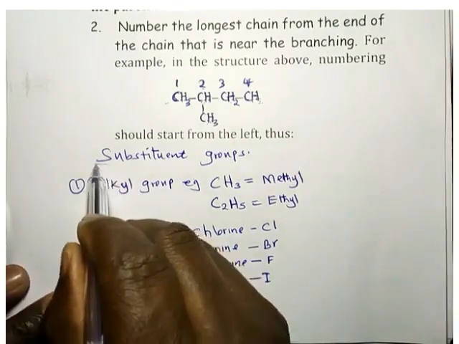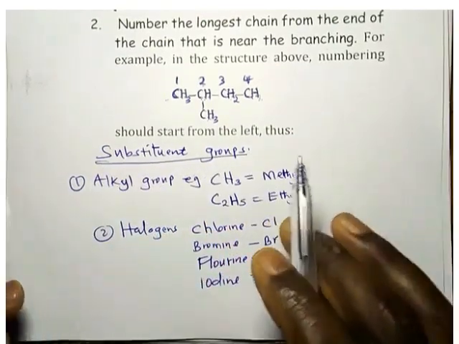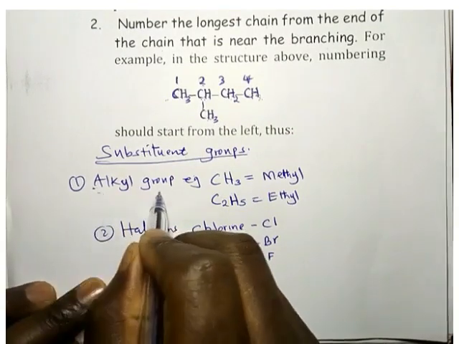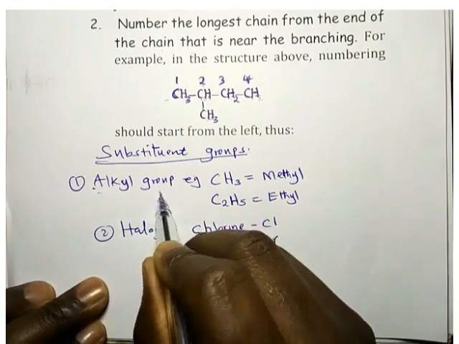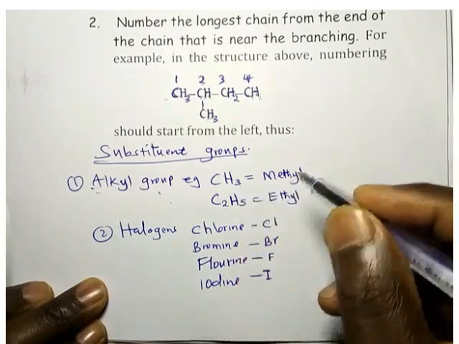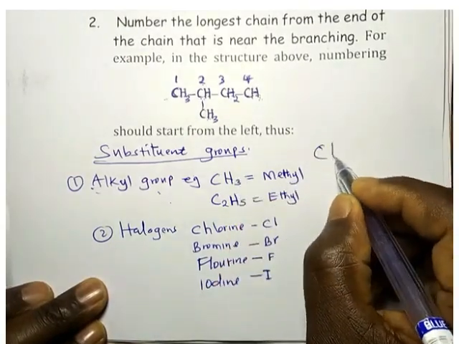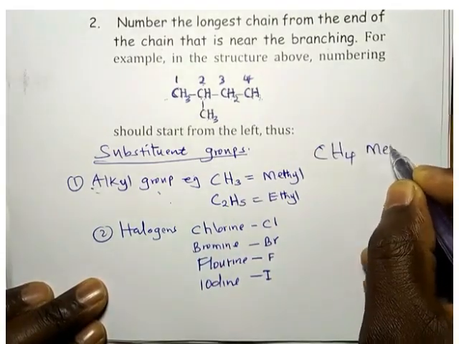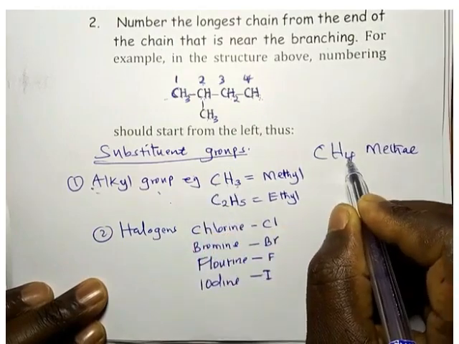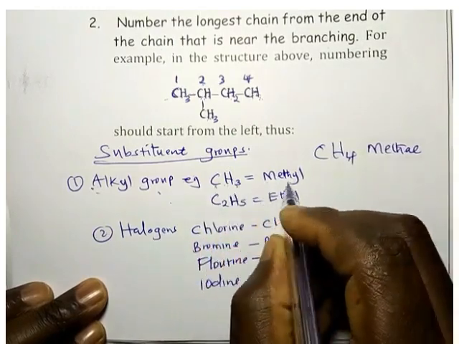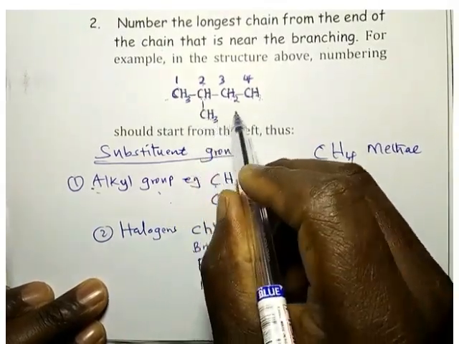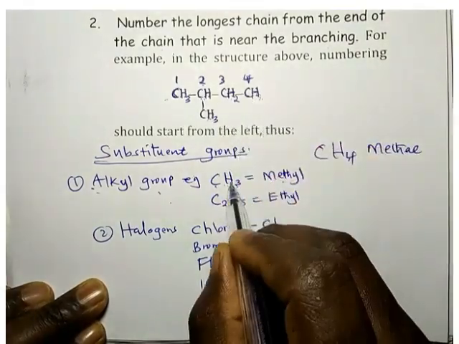So the substituent groups which we can have attached on the organic compound or on the hydrocarbon, number 1, are the alkyl groups. Alkyl groups are groups that we form when we remove one hydrogen from an alkane. For example, if you remove one hydrogen from methane, you form CH3, and we call it methyl. So this group you are seeing here, this branch, is called methyl. That is how we are going to name it.